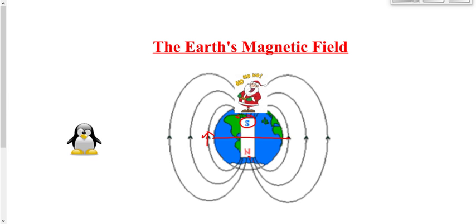Geographically, Chilly Willy the penguin lives in the South Pole. Geographically, he lives in the South Pole, but magnetically, he lives in the North Pole.